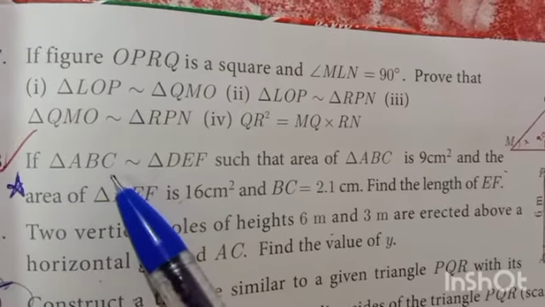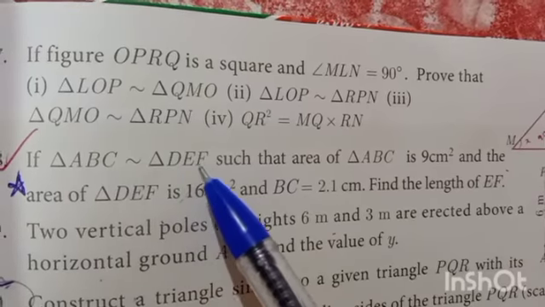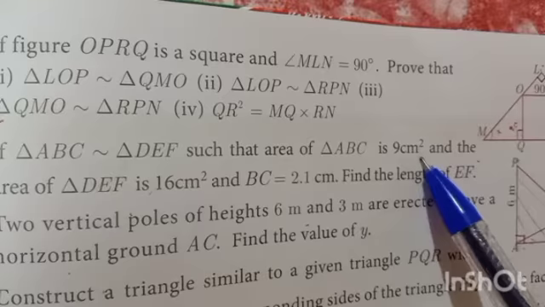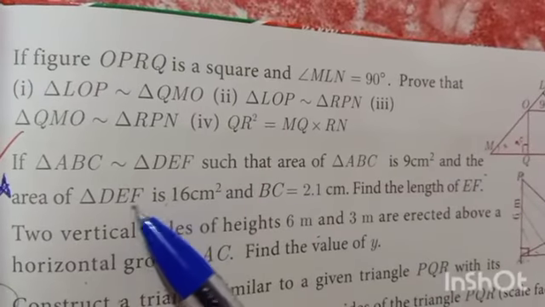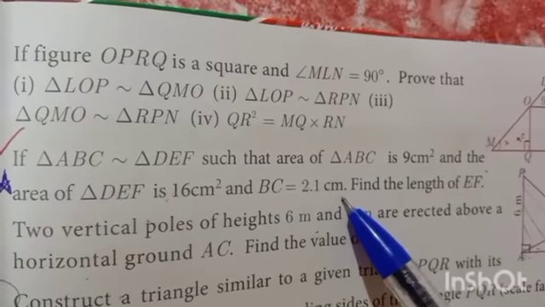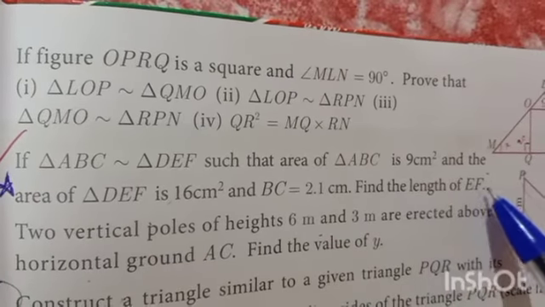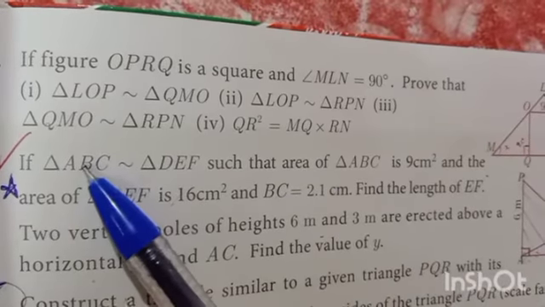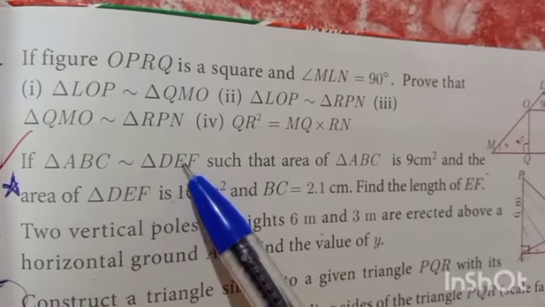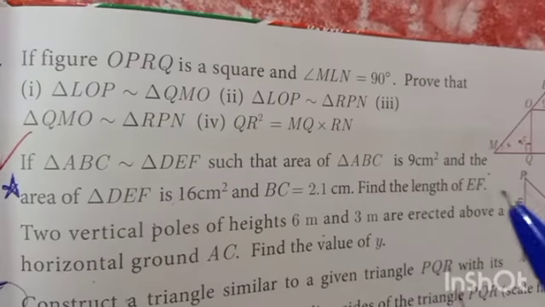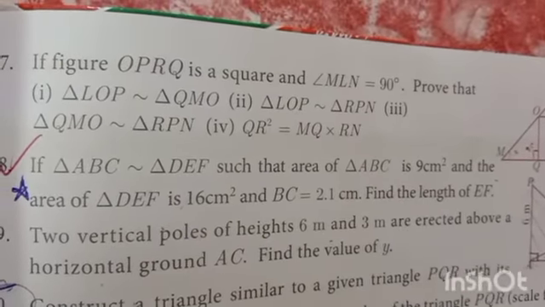If triangle ABC is similar to triangle DEF such that the area of triangle ABC is 9 centimeter square and the area of DEF is 16 centimeter square and BC is equal to 2.1 centimeter, find the length of EF. The areas of triangles ABC and DEF are given. Using that, we have to find the length of EF.